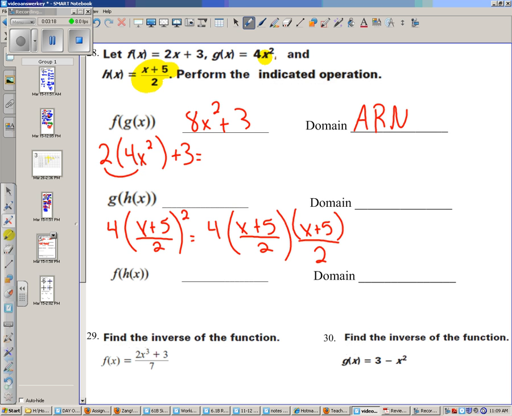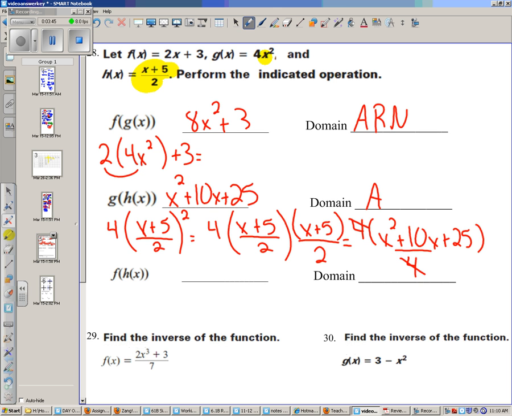So just focusing on the denominator, the 2 times 2 gives me 4. And then I'm going to multiply the x plus 5 times x plus 5. I'm going to FOIL it, and I get x squared plus 10x plus 25. And now comes the original 4 that was in the problem. And then what happens is these 4's cancel out. So when I'm done, my final answer is x squared plus 10x plus 25. Again, no issues with the domain, so all real numbers.